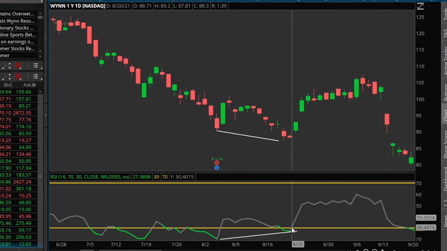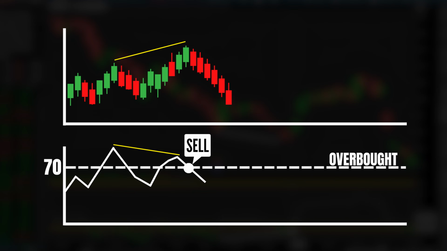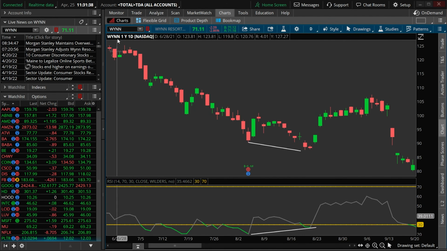Now, the flip side of this, a bearish divergence, would occur when the RSI creates an overbought reading followed by a lower high that matches a corresponding higher high on the price. So the exact opposite of what we just went over. Using another stock as an example, let's come up here and type in Airbnb, A-B-N-B.